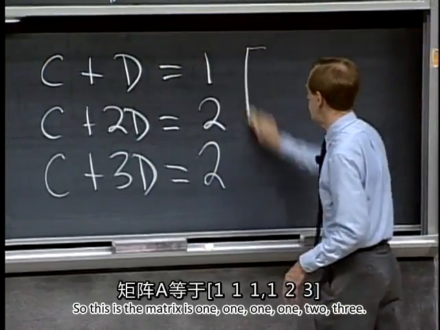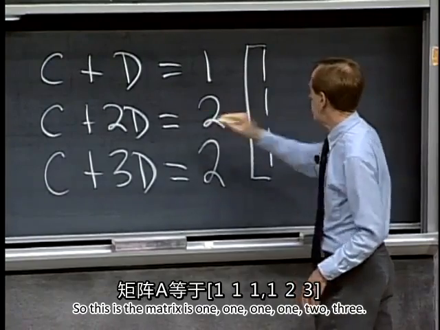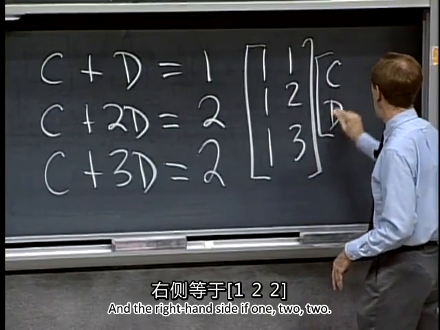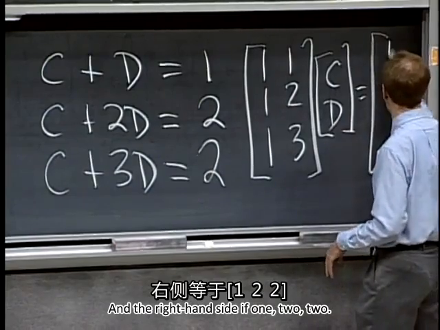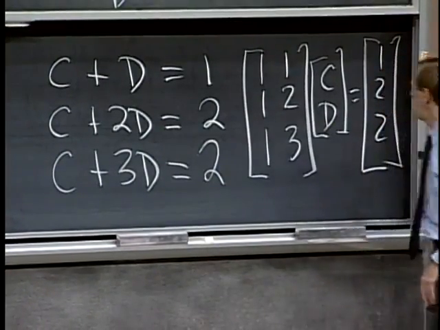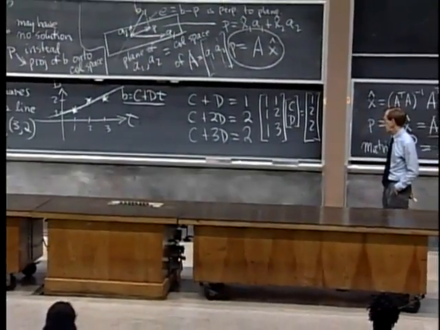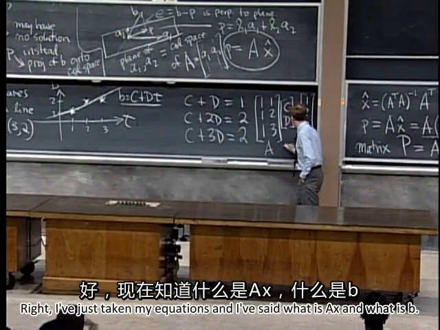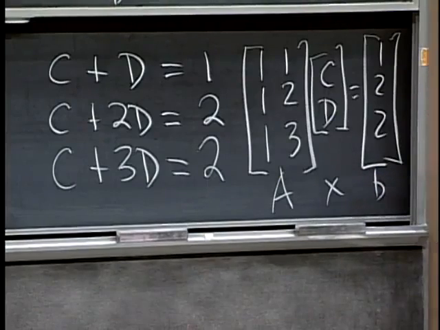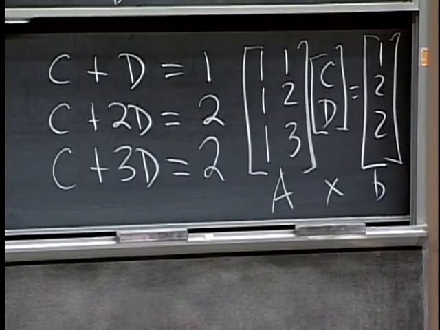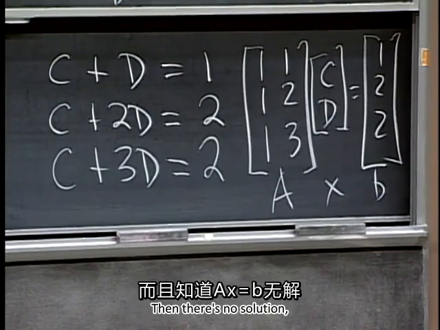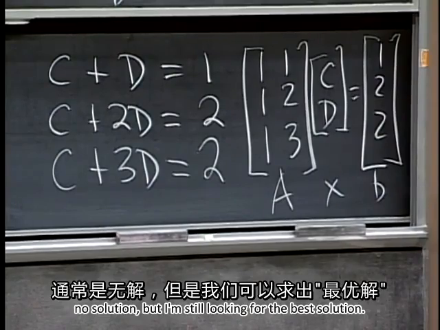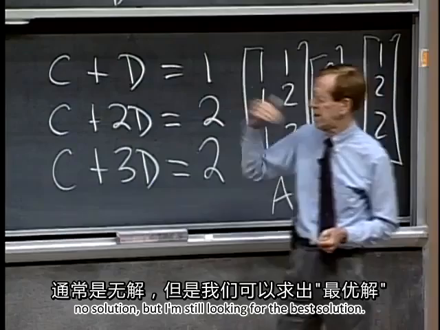So the matrix is 1, 1, 1, 1, 2, 3. The unknown is C and D. And the right-hand side is 1, 2, 2. Right? I've just taken my equations and said what is Ax and what is b. Then there's no solution. This is the typical case where I have 3 equations, 2 unknowns, no solution. But I'm still looking for the best solution.